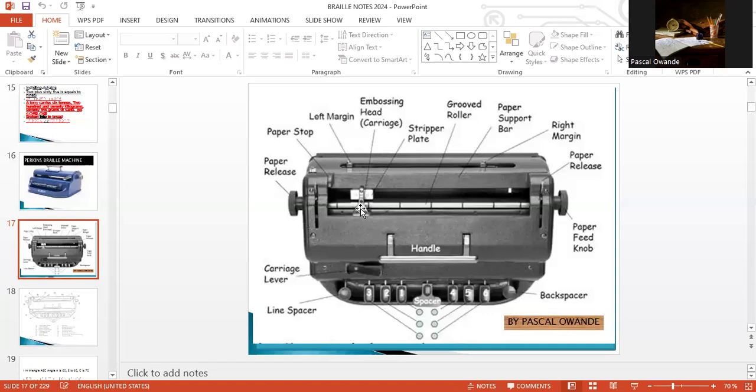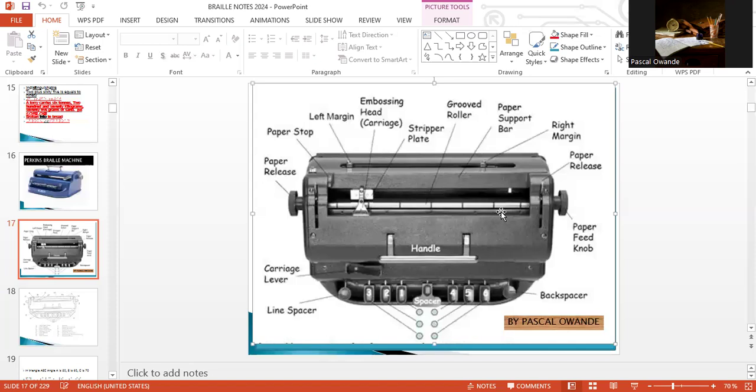And still on the embossing head, there is a stripper plate that is also adjoined to the embossing head as part of its components. We have the grooved roller. The grooved roller, as you are able to see, it is a roller here, this one here. It has black rubber bands here, which are able to hold the paper so that the paper does not run out once it is fitted into the machine. This is called the grooved roller.